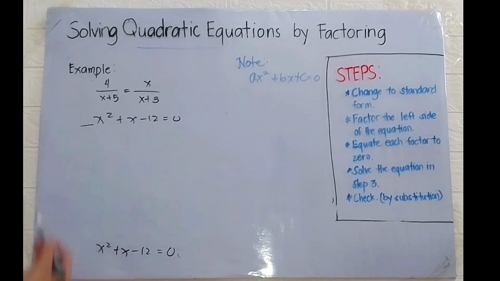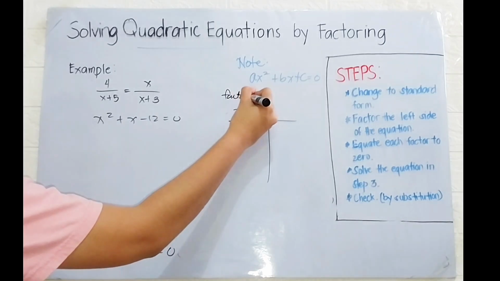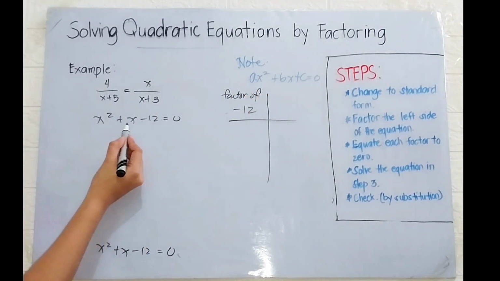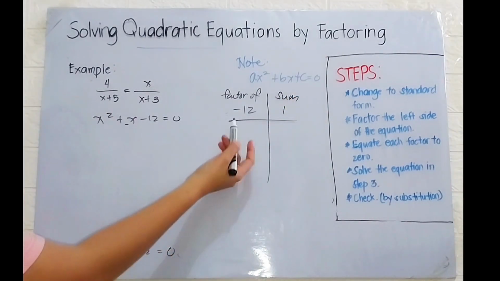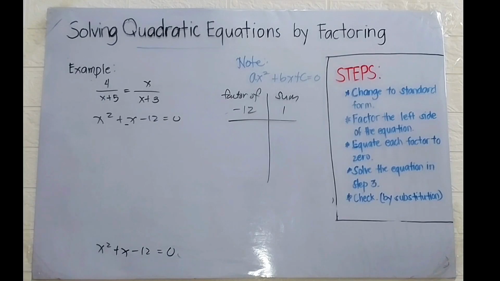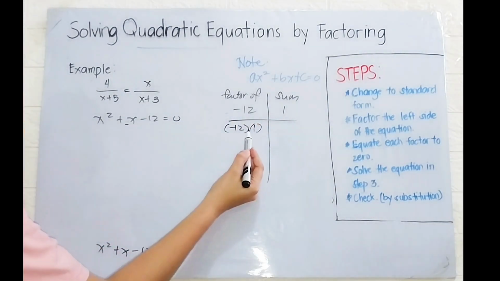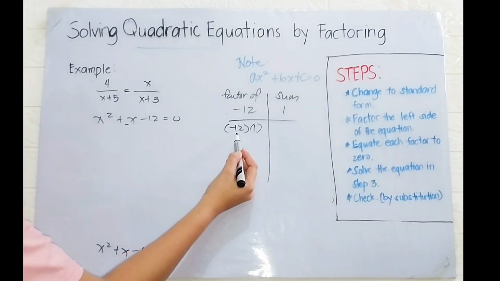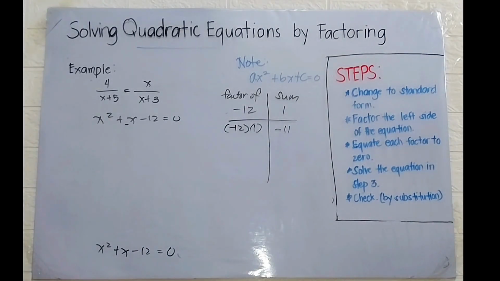Since our a is not greater than 1, so balik tayo dun sa original natin ginagawa. Find the factor of c, which is negative 12. Factor of 12. And then the sum is the b. As you can see, the b is positive 1. So, since our c is negative, automatically, one factor is positive, one factor is negative. So, let's try negative 12 times 1. Negative 12 times 1 is negative 12. Negative 12 plus 1 is negative 11. So this is not the factor we are looking for.